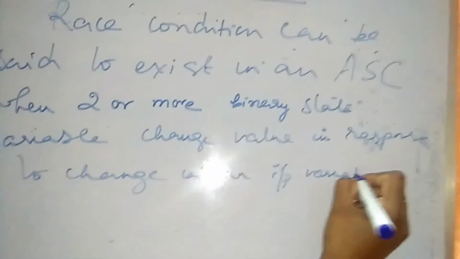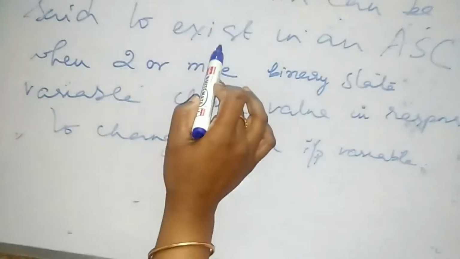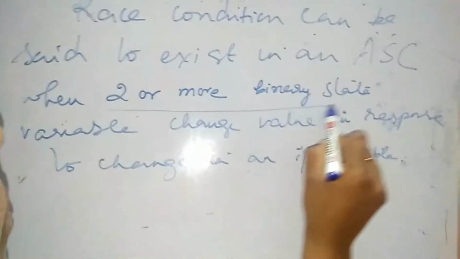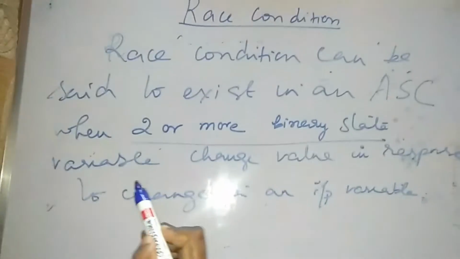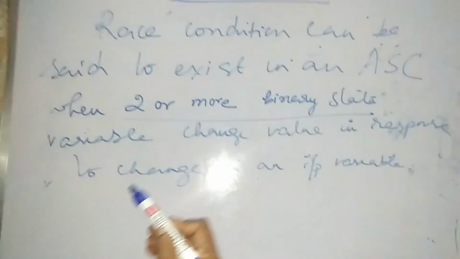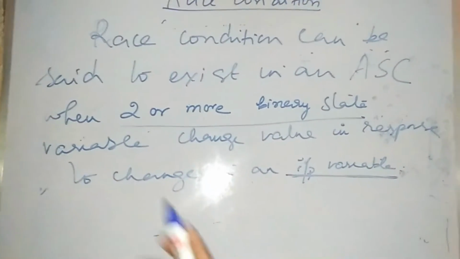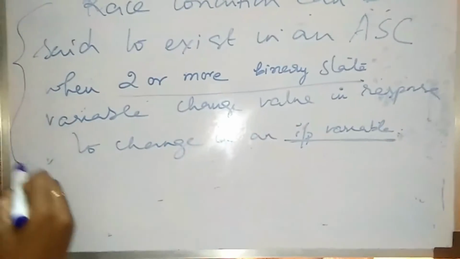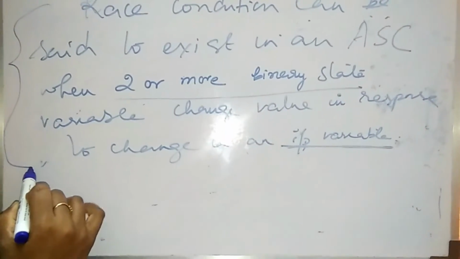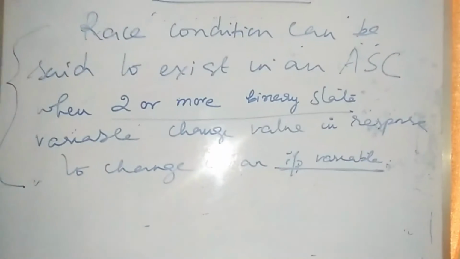Dear students, just listen here. The race condition can be said to exist in an asynchronous sequential circuit when two or more binary state variables change value in response to a change in an input variable. This is very important. When this condition prevails, we say that the race condition exists. I shall explain it to you all with an example.